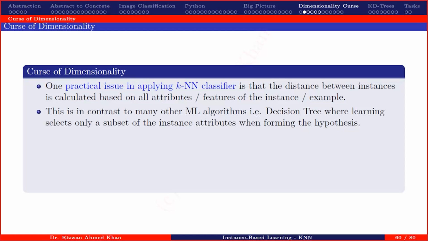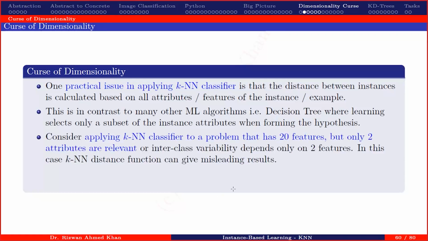We haven't done decision trees up till now, but a decision tree just splits the tree into dimensions based on different attributes, and some attributes are never used in predicting new data. So there is a weighting mechanism to weigh which attribute has to be used, but in k-nearest neighbor there is no mechanism to find the weight or importance of different attributes. Consider applying a kNN classifier to a problem that has 20 features but only 2 attributes are relevant. This is again an issue and the result could be misleading, right?